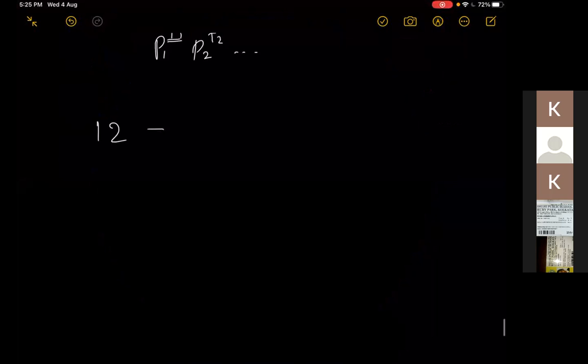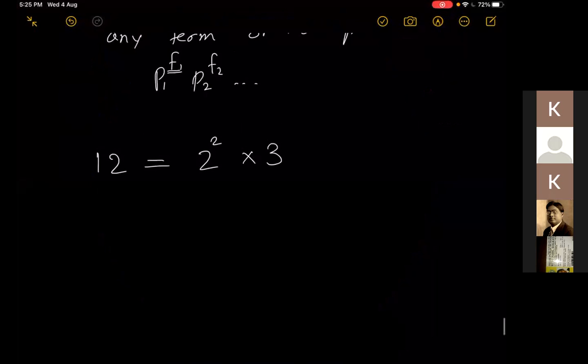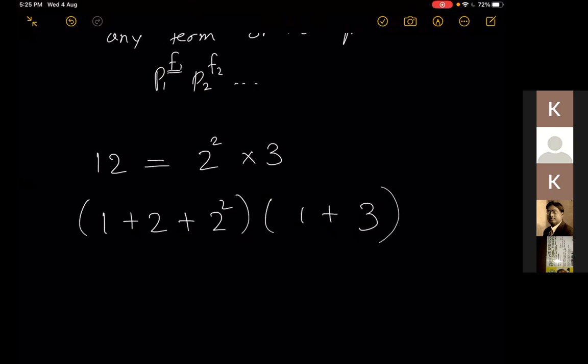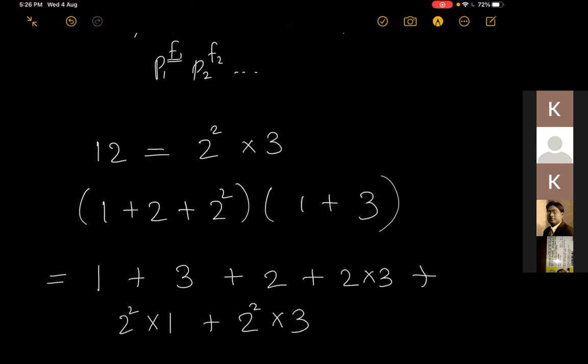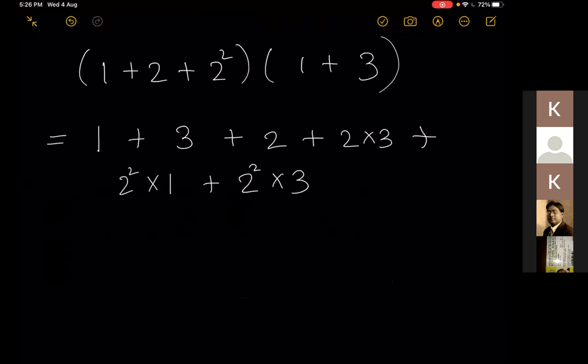So what is the prime factorization of 12? We have done it so many times. 12 is 2 square into 3, our favorite number. Now if I write 1 plus 2 plus 2 square, into 1 plus 3, and if I multiply, don't multiply using the values, multiply using algebra. Like if you apply the distributive property, what is the product? 1 into 1 is 1, plus 1 into 3 is 3, plus 2 into 1 is 2, plus 2 into 3, plus 2 square into 1, plus 2 square into 3. Aren't these all the factors of 12? Yes, sir, they are.